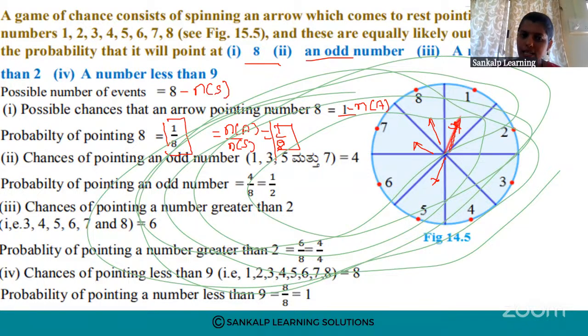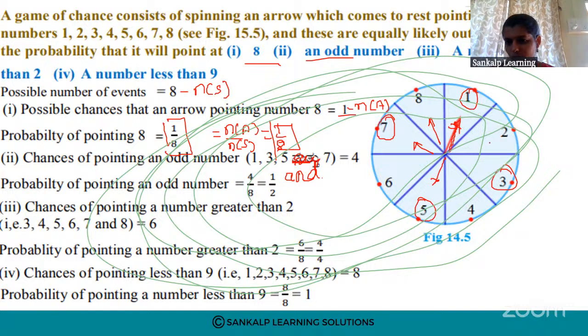Next, chances of pointing an odd number. How many odd numbers are there here? ಎಷ್ಟು odd numbers ಇದೆ ಇಲ್ಲಿ? 1, 2, 3, 4, 5, 6, 7, 8. How many odd numbers are there? 1 is an odd number, 3 is an odd number, 5 is an odd number, and 7 is also an odd number. ಎಷ್ಟಾಯ್ತು? 1, 2, 3, 4. 4 odd numbers I will get.